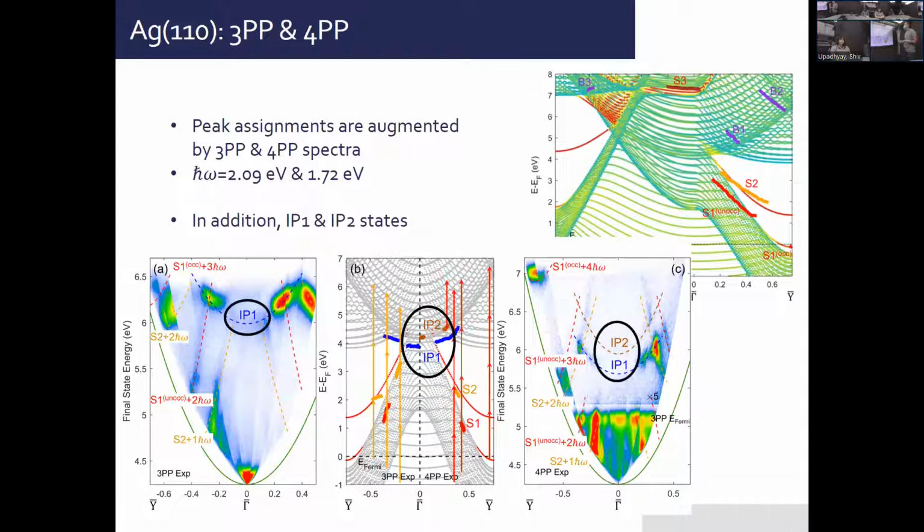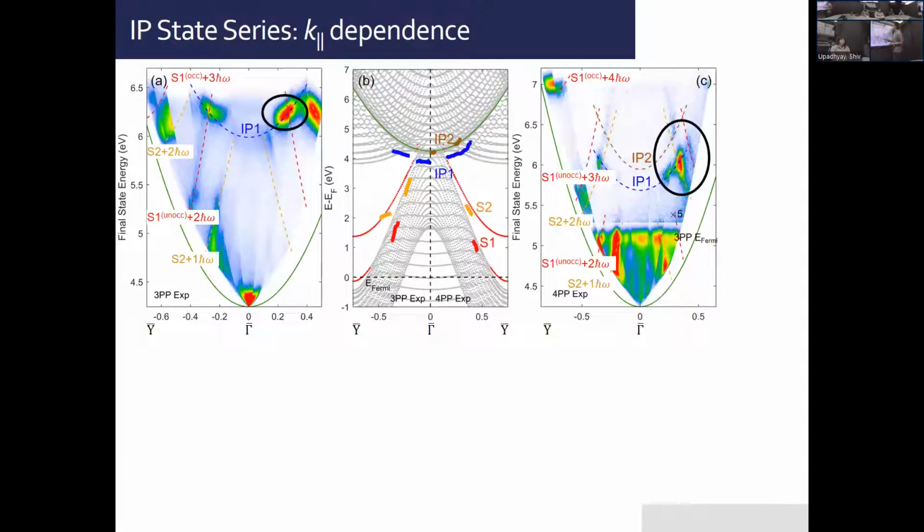In addition, we have also observed the image potential state series. The image potential state intensity largely depends on the K parallel, which you can see: at the gamma point, we have very low signal.